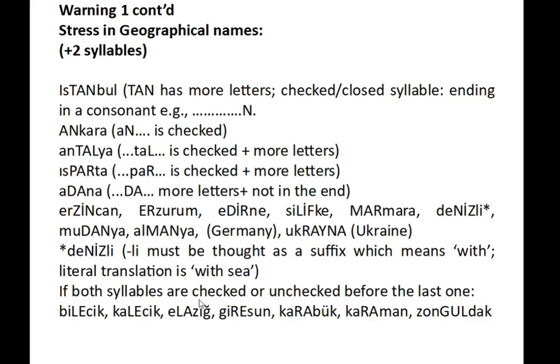If both syllables are checked or unchecked, just like Adana here, before the last one, we use the same rule as in Adana. We choose the second one, bile. They are both unchecked, unclosed syllables, and they have the same length. So we choose the second one here. Bilecik, Kalecik, Elazığ, Giresun, Karabük, Karaman, Zonguldak. So these are both checked syllables, so we choose the second one.